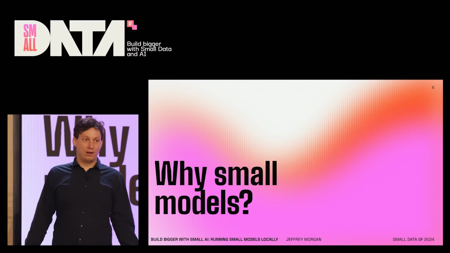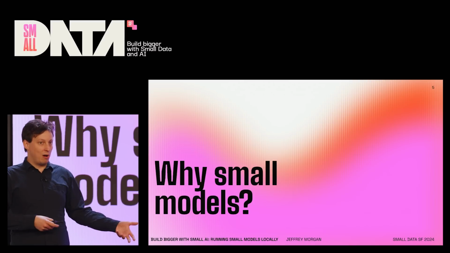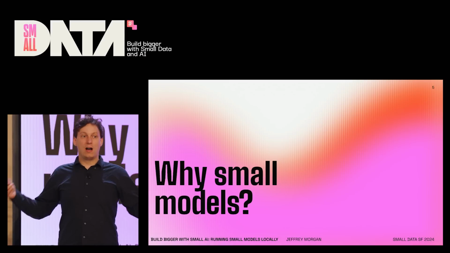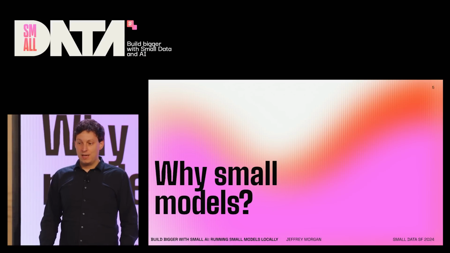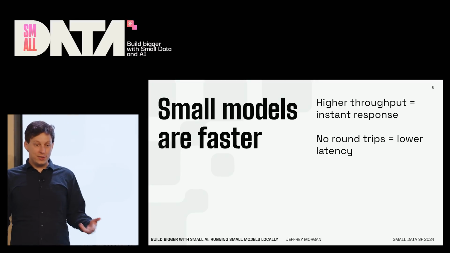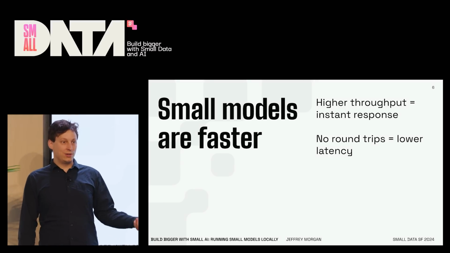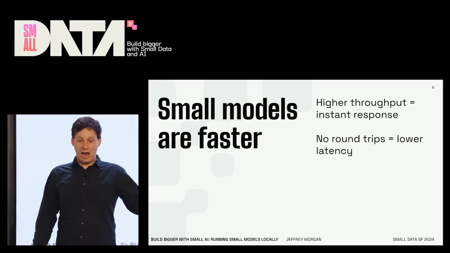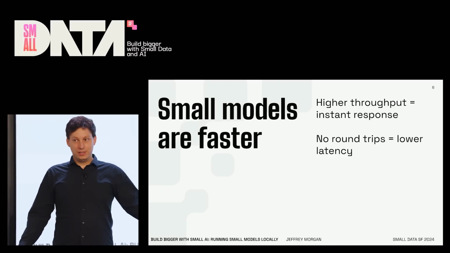But why do they matter? There's this misconception that small models are just bad versions of what you can get from OpenAI or Anthropic. And that's really untrue. And so there are three major reasons. The first one is that counterintuitively, even though you're running them on existing consumer hardware, they're actually a lot faster. It's for two really simple reasons.